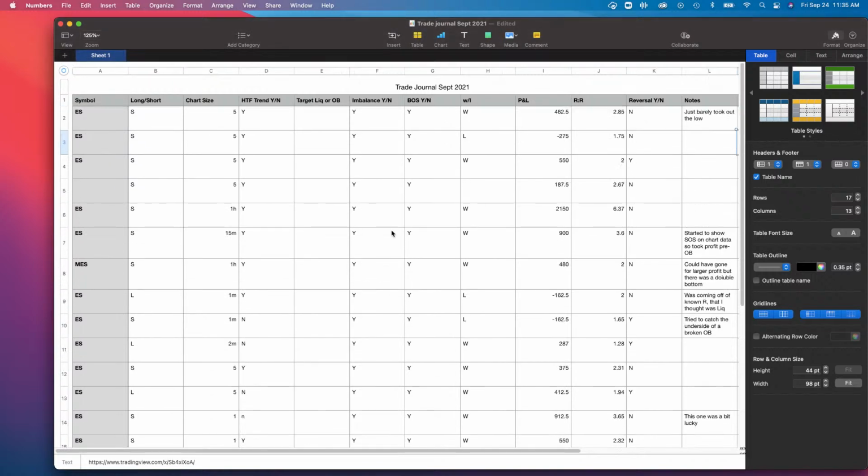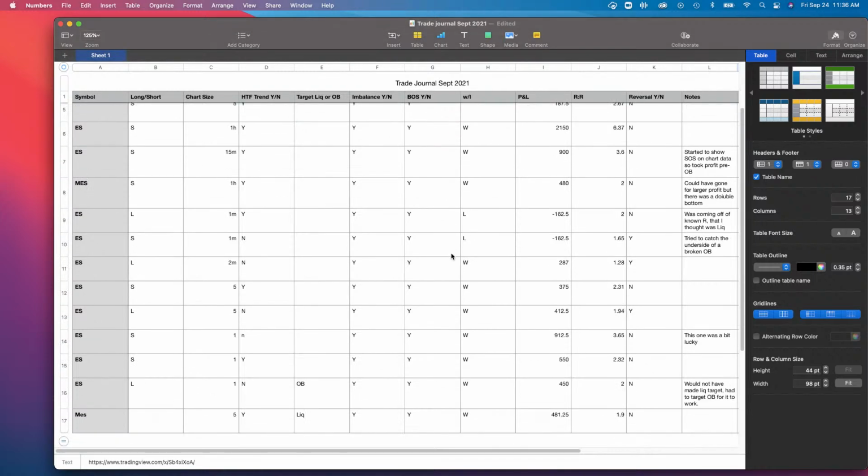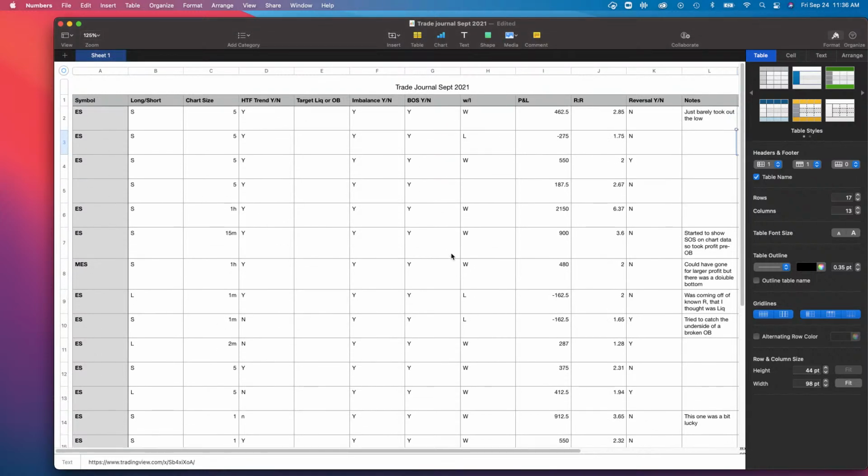I also wanted to keep track of, of the wins, how important was it for that previous leg to show an imbalance? How important was it for that previous leg to break structure? Of the ones that didn't break structure or have an imbalance, what were the percentage of win losses specifically to those criteria? And so having a spreadsheet like this allows me to look back.